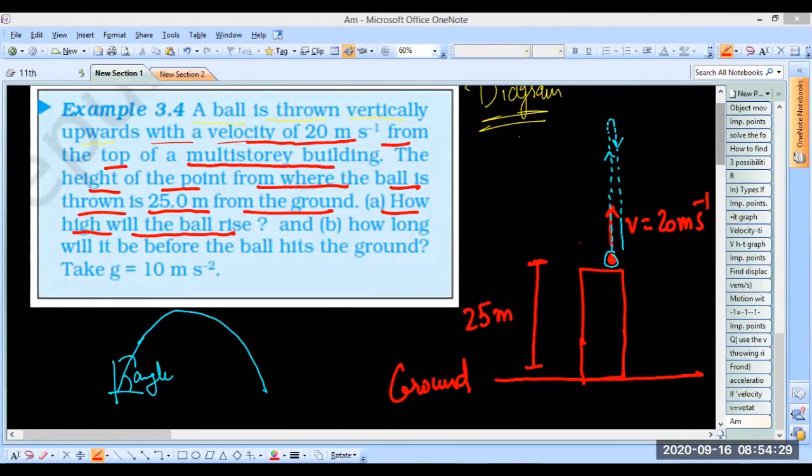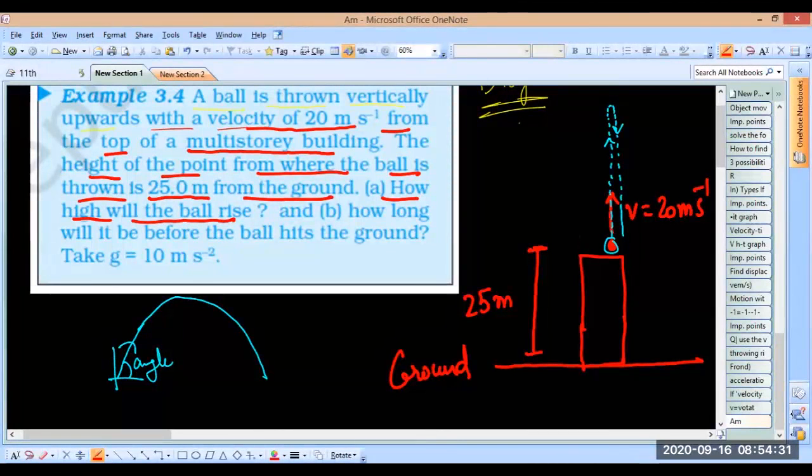So we are saying that we are throwing this ball from the point A. It goes to the highest point B and then returns to A or something. We don't know that. We have only read till here. Stop here. We don't want to worry about B right now. Just worry about A. How high will the ball rise? And take g equal to 10 meter per second square, is given.